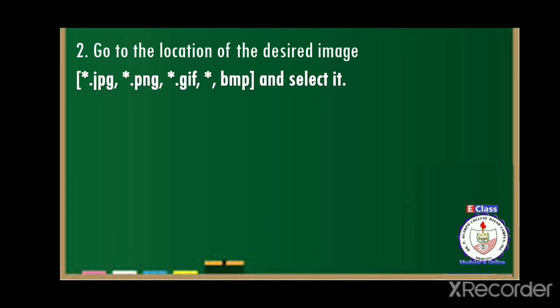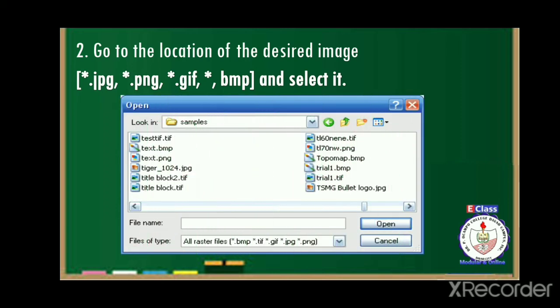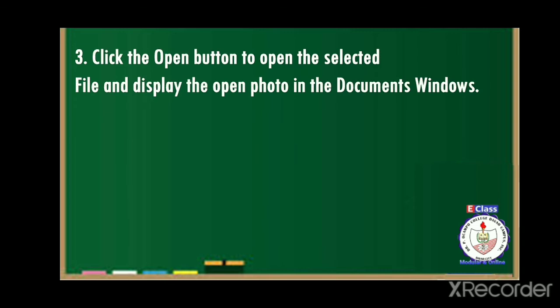Next, go to the location of the desired image, like JPG, PNG, GIF, or BMP, and select it. So you have noticed the sample location of the images you want to open. Three, click the Open button to open the selected file and display the photo in the document window.